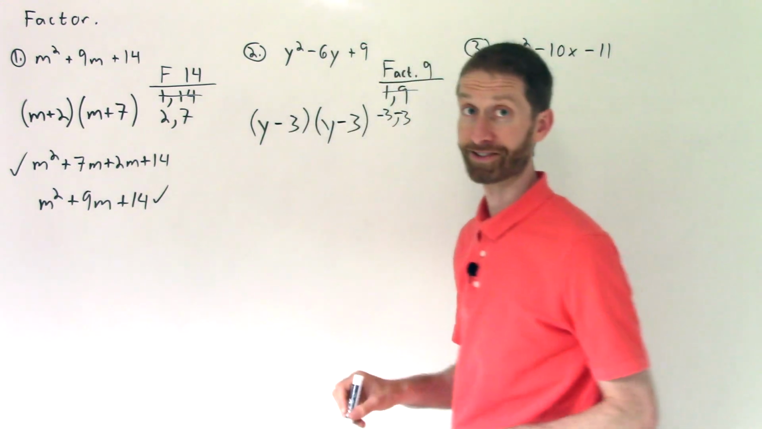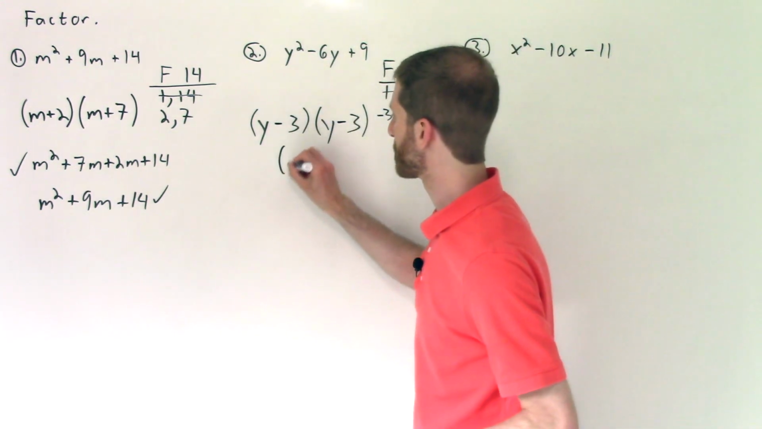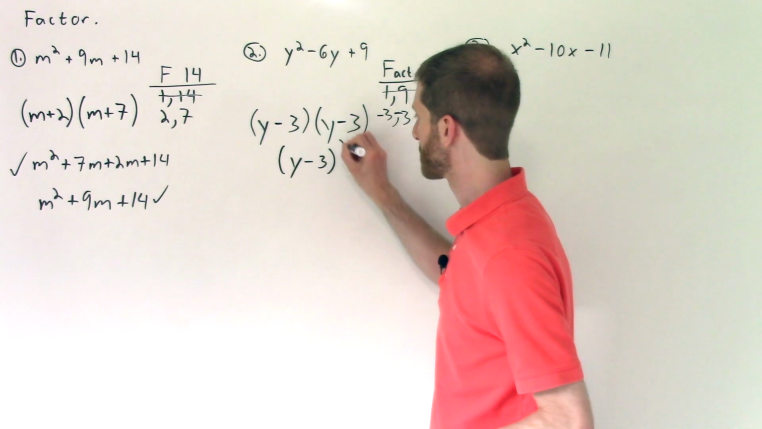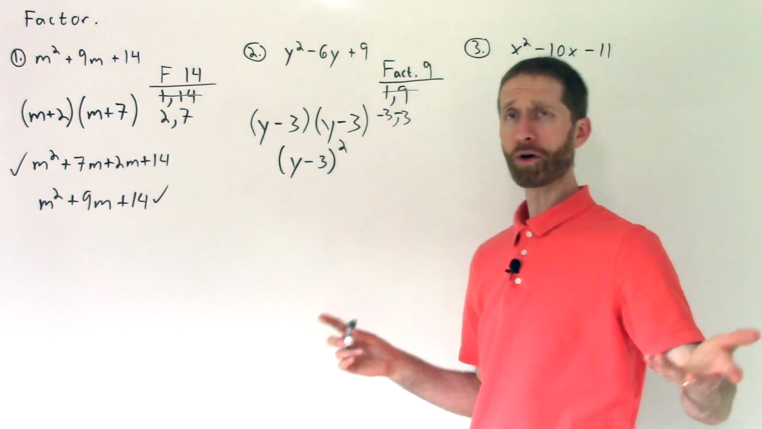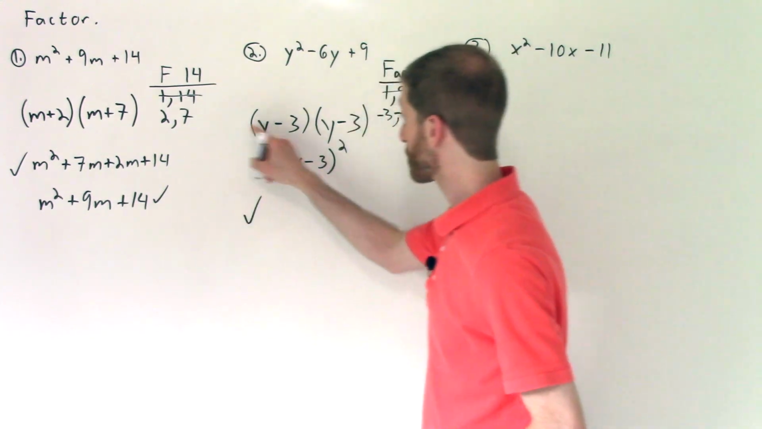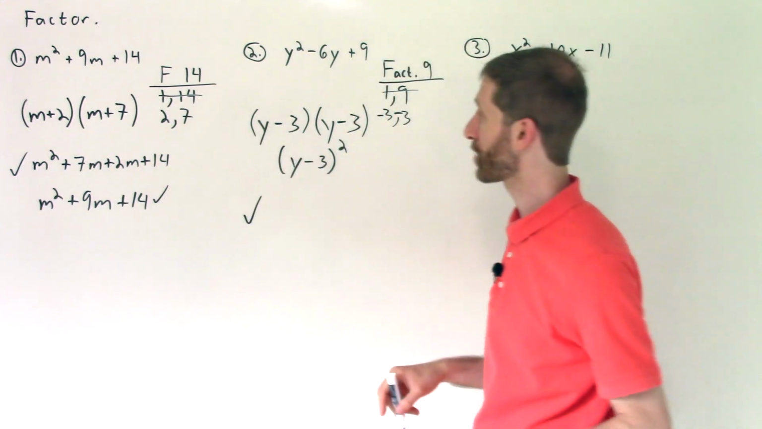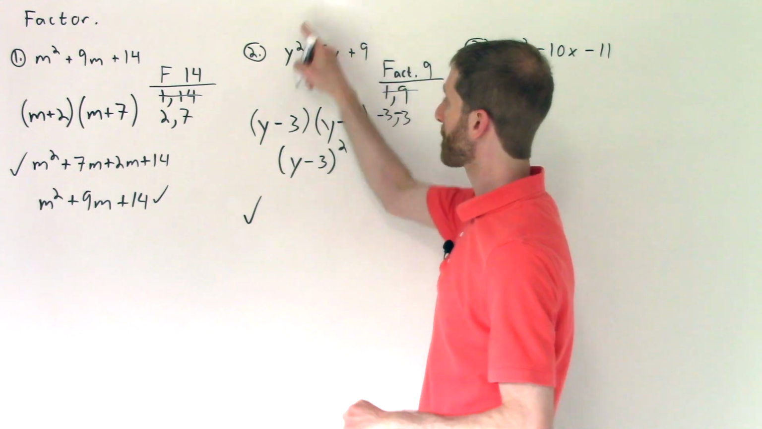And that's our answer. You could also write your answer, by the way, some teachers might want it as y minus 3 times itself, y minus 3 squared. How do we check our answer? We FOIL. So that's our answer. We're correct, but I'm showing you how to check your answer by FOILing, and hopefully we get back to this.